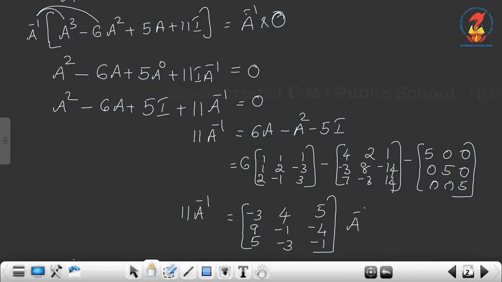So that is 11A inverse. So what is A inverse? A inverse is equal to 1 by 11 of minus 3, 4, 5, 9 minus 1 minus 4, 5 minus 3 minus 1. So that is A inverse. Now the next question.